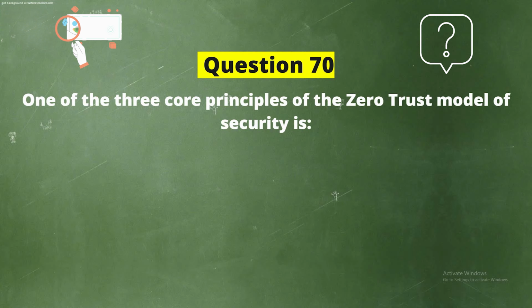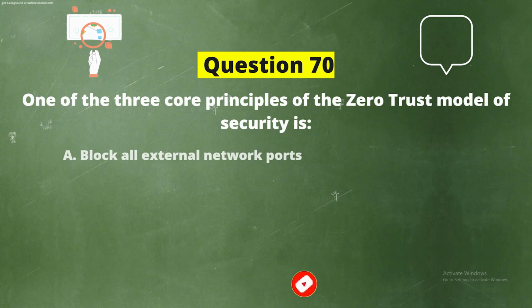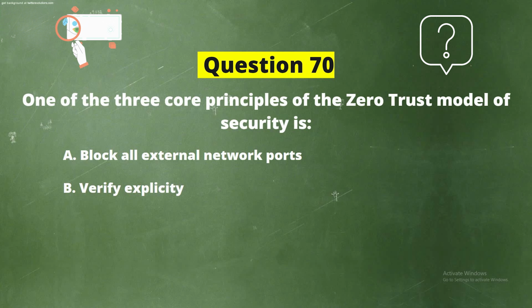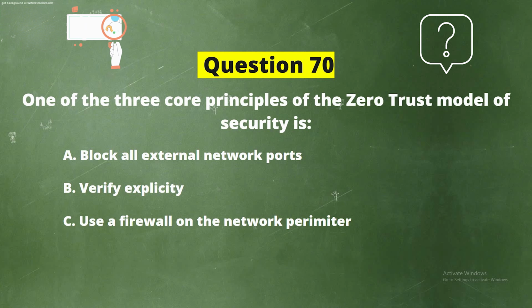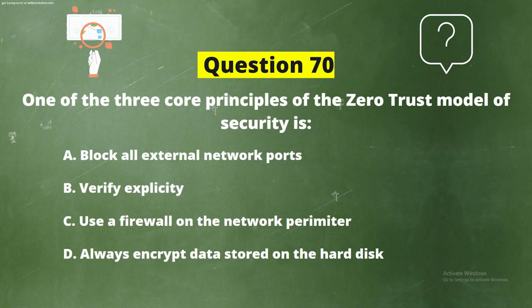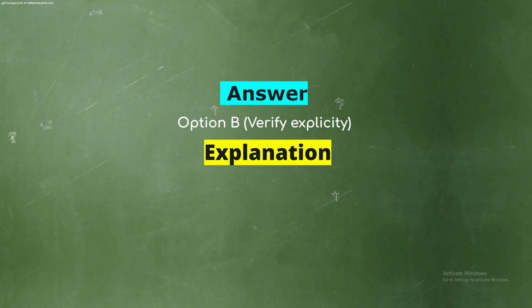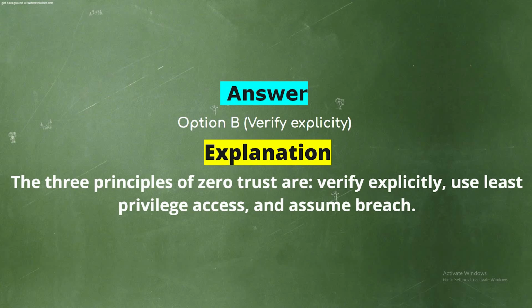Question 70. One of the three core principles of the zero trust model of security is, now, the options are option A, block all external network ports. Option B, verify explicitly. Option C, use a firewall on the network perimeter. Option D, always encrypt data stored on the hard disk. And the correct answer is option B, verify explicitly. Explanation. The three principles of zero trust are verify explicitly, use least privilege access, and assume breach.